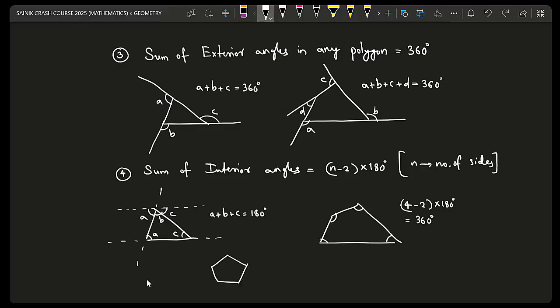So pentagon. How many sides are there for pentagon? There are 5. So use 5 in place of n. 5 minus 2 into 180 degrees. So now 5 minus 2 is 3. 3 into 180, that is 540 degrees. So in any pentagon, sum of interior angles 1, 2, 3, 4, 5, the sum of all the angles is going to be 540 degrees.